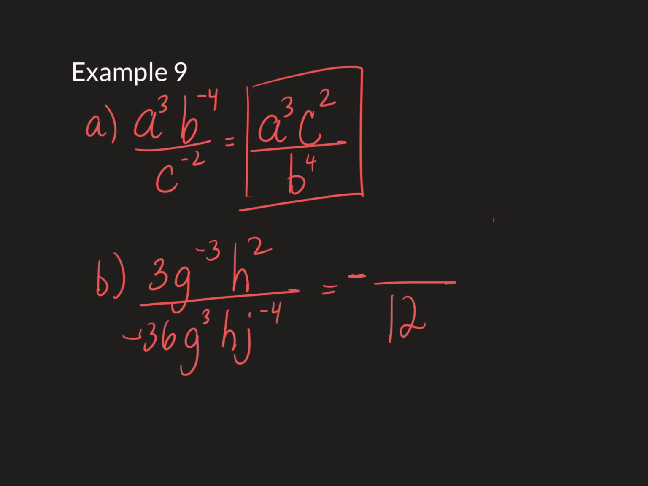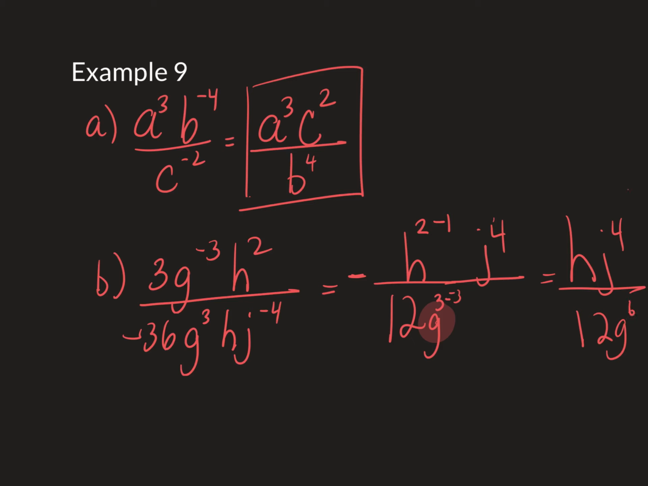Okay, where is my g's exponent the biggest? The denominator. So g is going to stay in the denominator. I'm going to have it to the 3 minus negative 3. Where is my h's exponent the biggest? In the numerator. So I'm going to have 2 minus 1. And the j to the negative 4 moves to the numerator and becomes positive 4. So I have h to the first power, j to the fourth, divided by 12, g to the sixth power. That's the answer to that question.